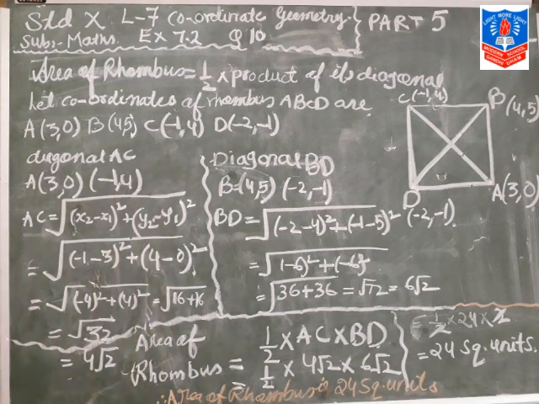Clear, children? Now 7.2 is over. So children, do the practice. I agree, 10 sums, each and every sum I'm solving. So now do your practice. Clear, children? Thank you.